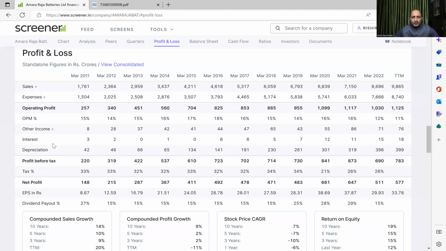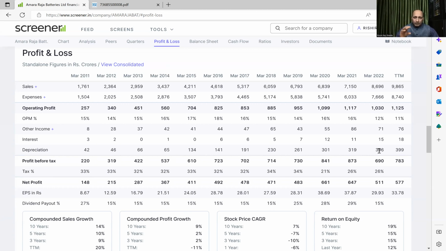Yes, now interest, how much they have to pay, whatever loan the company may have taken. So this much they have to pay. TTM is 18, last 15, 11. So this interest is increasing every year, 15 crore for 2020-22. Depreciation is of course increasing. Depreciation on all fixed assets, maybe this machinery, all this.